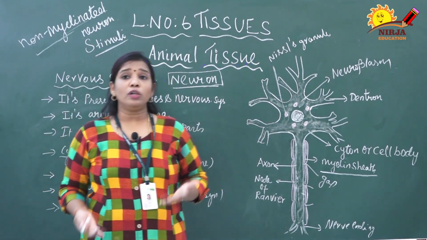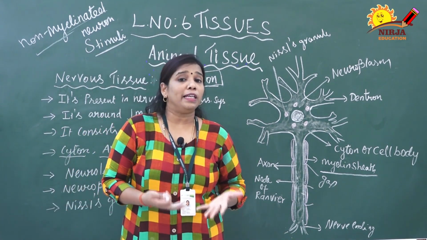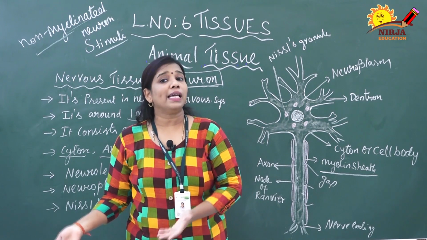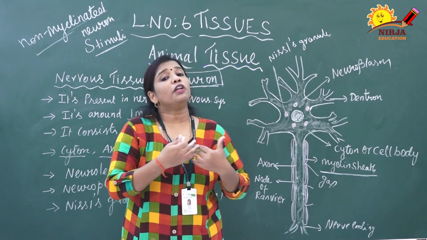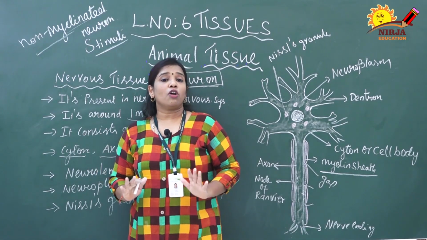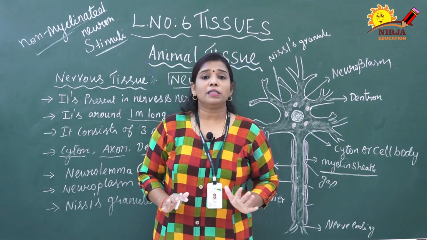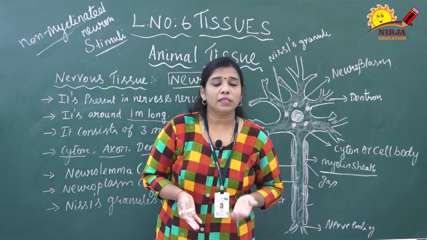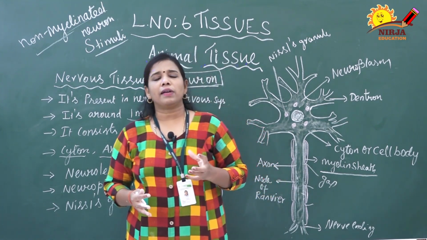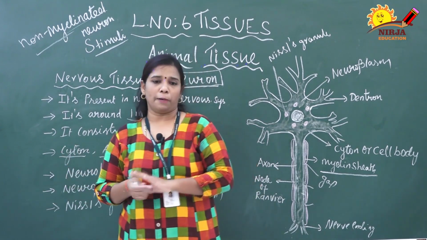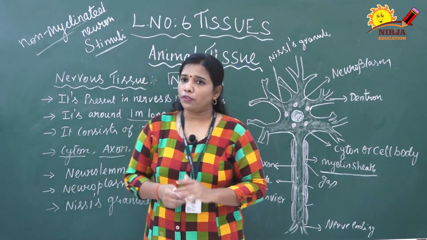Next we are going to discuss the function. I already told you, it is the ability to receive stimuli from within or outside the body and conduct the impulse to different parts. That is the main function of this nerve cell: conduction of impulses. The impulse we can call a stimulus, message or nerve impulse. These are all conducted as electrical impulses, transferred from outside to inside or inside to outside. This is the main function of the nerve cell.